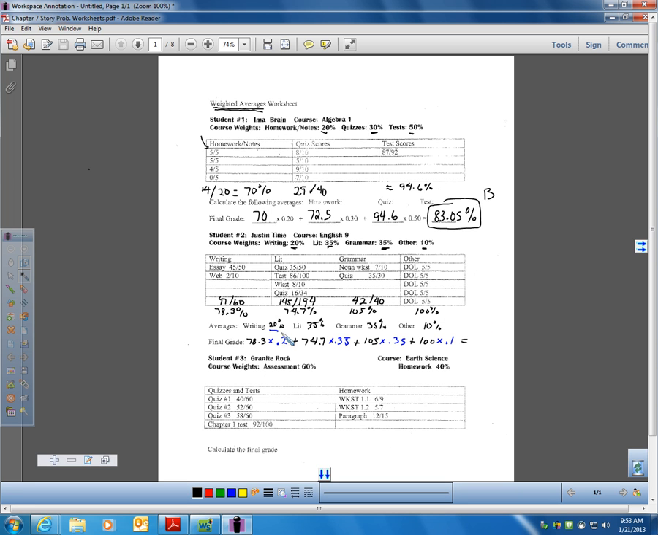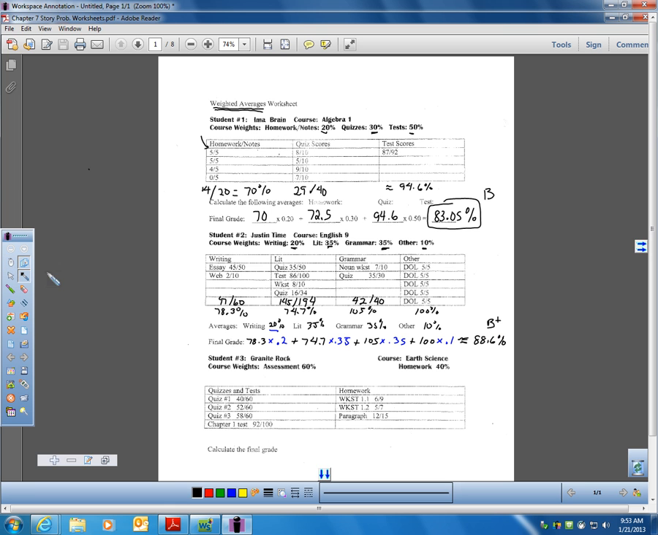Let's just put that in our calculator. So I have 78.3 times 0.2 plus 74.7 times 0.35 plus 105 times 0.35 plus I have 100 times 0.1. And if I punch this in my calculator right, and you can verify this on your calculator, I'm rounding this because it says 88.555. I'm going to just round that then. This person had about an 88.6%. They would have gotten a B plus in English 9 when you weigh all these together. Okay? So that's the first part of this worksheet.